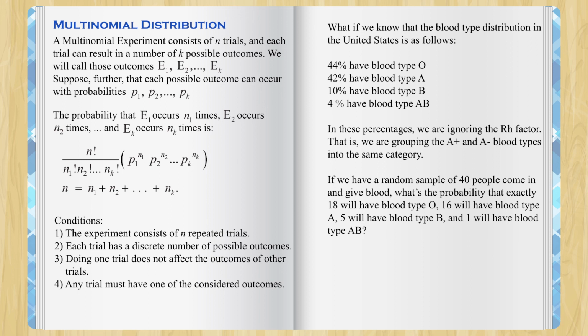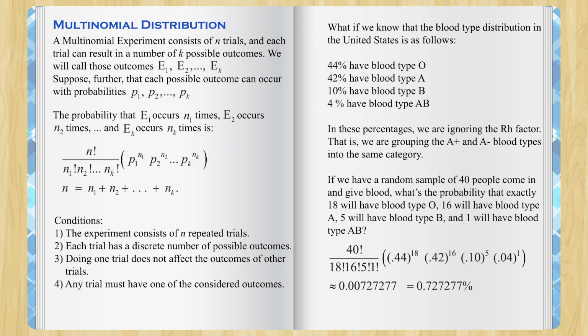Notice any person's blood type does not affect another person's blood type, so the trials are independent. Also, each person must have one of the 4 types given, and we have 40 trials. The probability of this particular outcome would be 40 factorial over 18 factorial, 16 factorial, 5 factorial, and 1 factorial, times each probability raised to the appropriate power, which is approximately equal to 0.727277%.